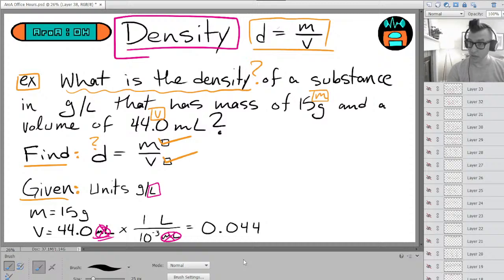You've got to ask yourself, does this number have the correct amount of significant digits? The answer here is no. 44.0 has 3 sig figs. 0.044 only has 2. So we need to add a 0 right here so that we have 3 sig figs. So this is 0.0440 liters. And now we're good to go. We can find our density. Density is equal to mass, 15 grams, over volume, 0.0440 liters.